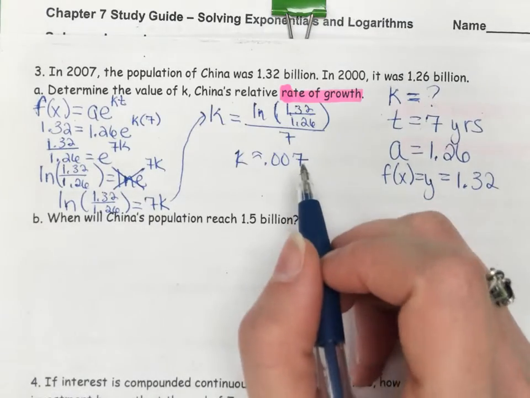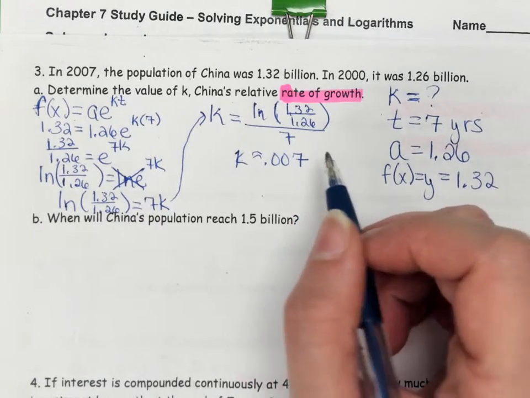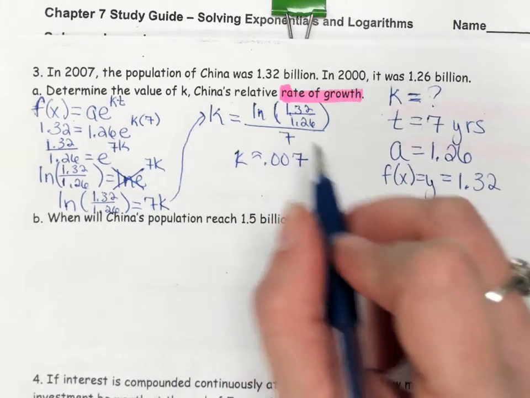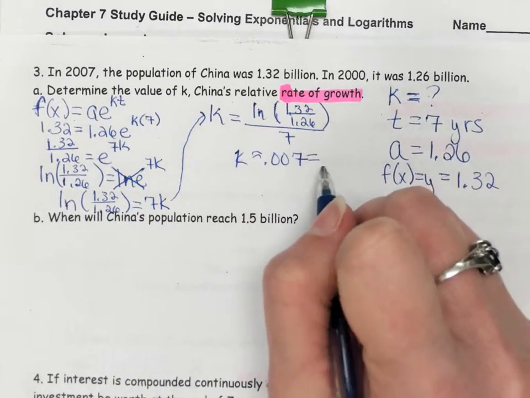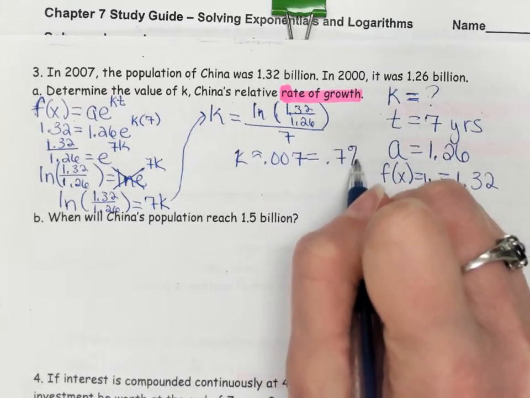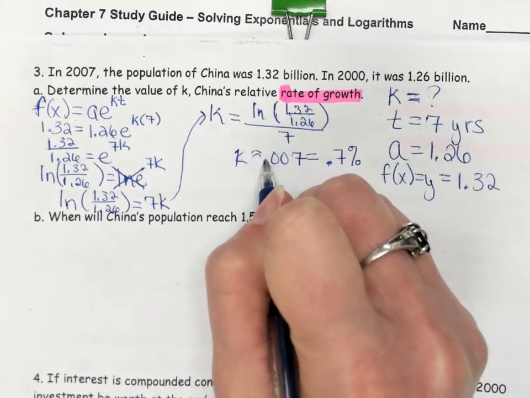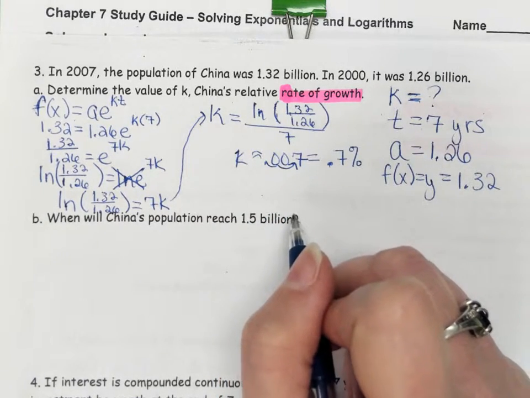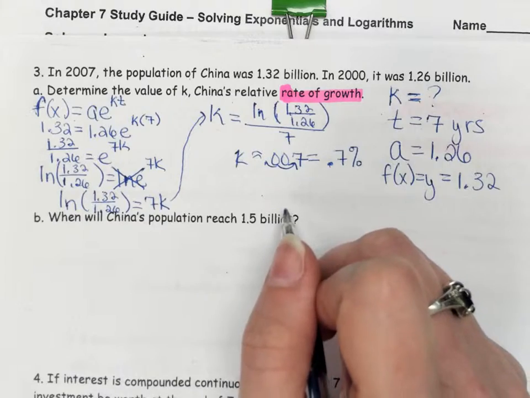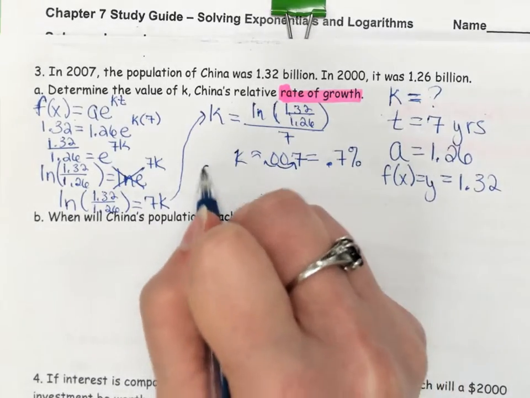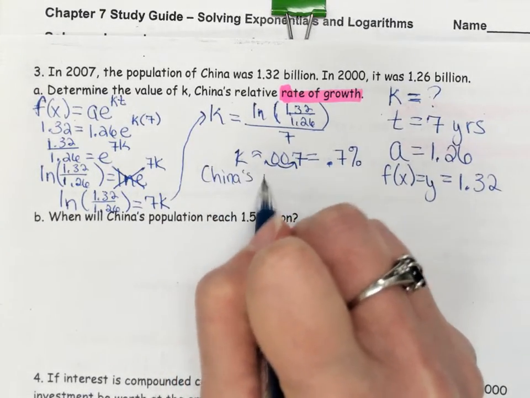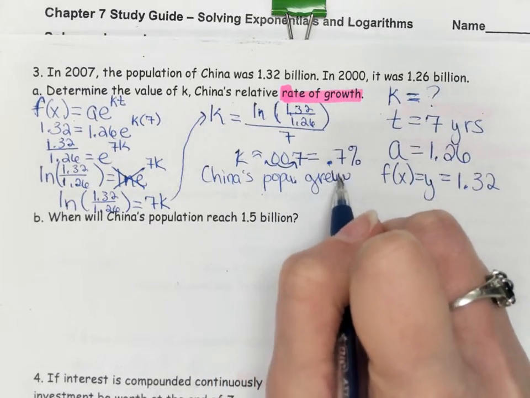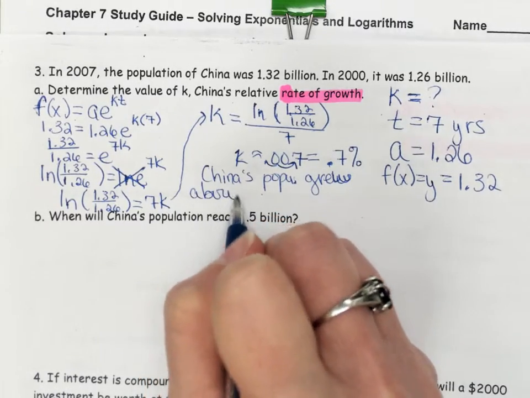So K is a rate. So when you use it in your formula, you have to use the decimal. But when I talk about it in my answer, I have to have it as a percent. So how much is that as a percent? 0.7%. Very good. We move that decimal 2 places to the right. All right, so let's make a sentence. What can we do for a sentence? China's population grew about 0.7% from 2000 to 2007. Very good.